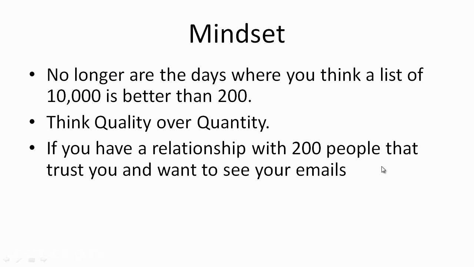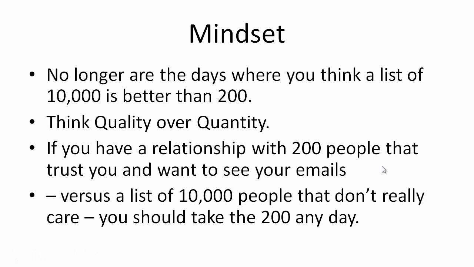If you have a relationship with 200 people that trust you and want to see your emails versus a list of 10,000 freebie seekers that really don't care about what you have to say, the wise choice is that you should take the list of 200 any day. So if you focus on a list of 200, build that list, build a relationship with that list. Believe it or not, a lot of these smaller lists outrank a lot of the bigger lists.